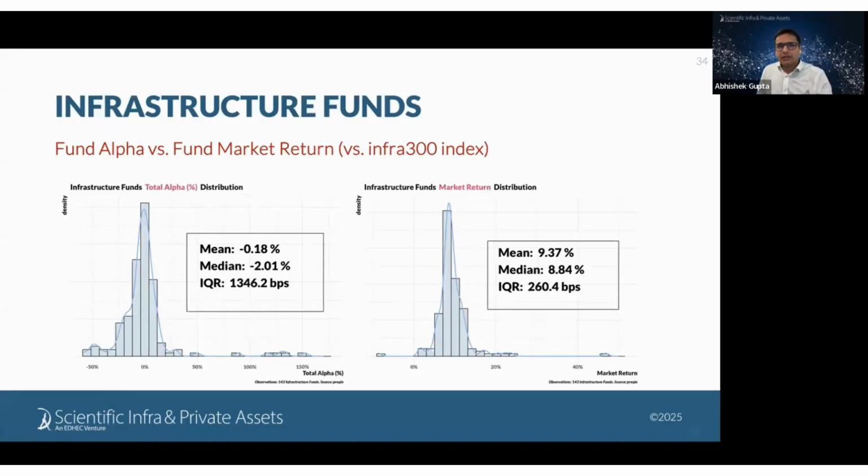Now, on the infrastructure side, we do the same analysis, but with the Infra 300 index. Again, our mean alpha is very close to zero. And market return is the major driver for returns in infrastructure funds. On a gross of fees basis, average alpha would be close to 2%, because the fee impact in infrastructure we estimated to be about 2%. So if we could measure alpha without fees, we would get about 2% alpha estimation.